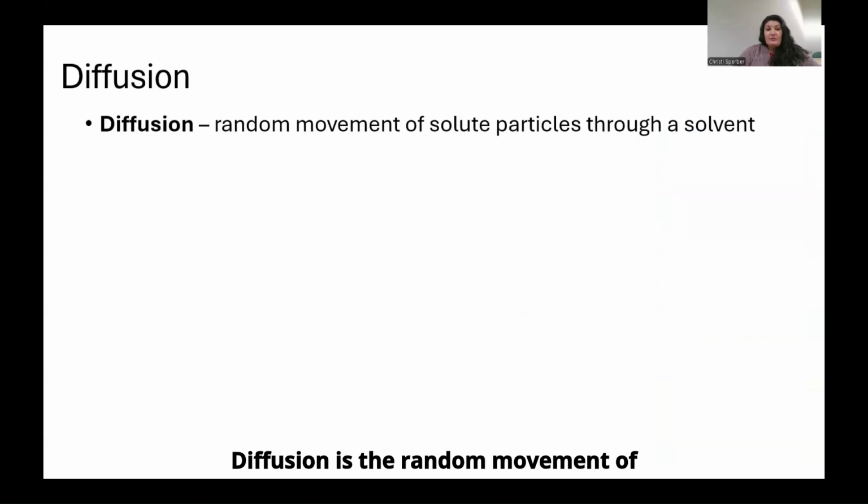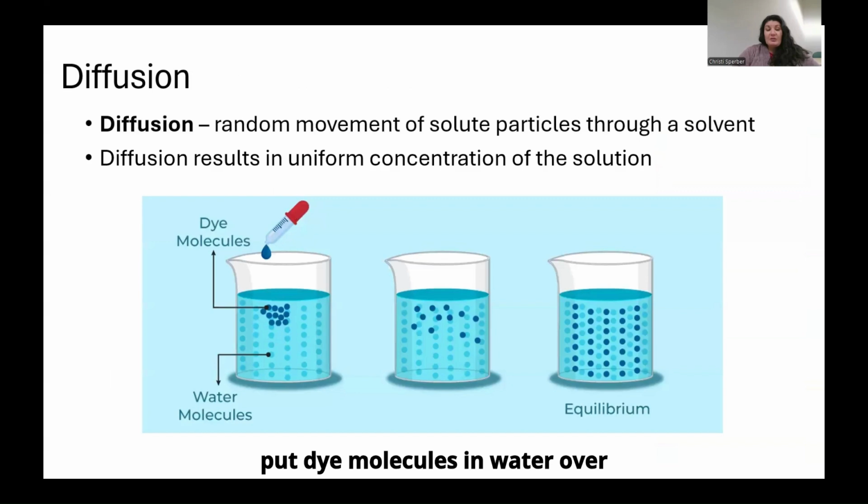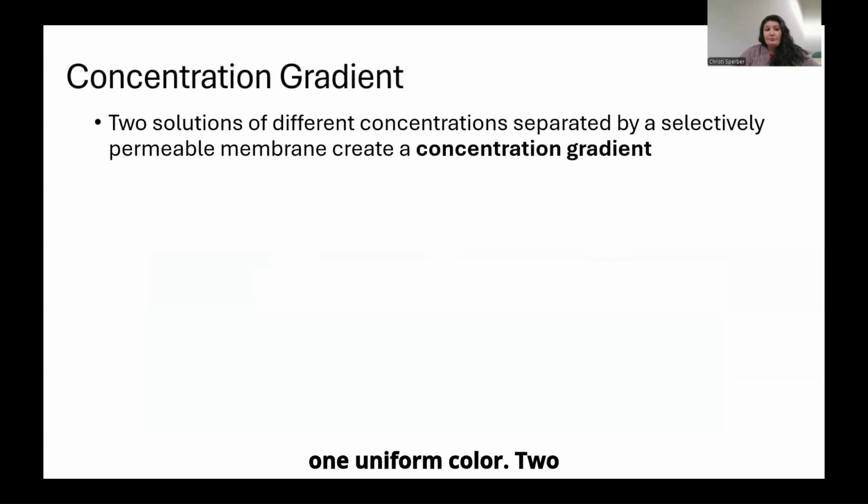Diffusion is the random movement of solute particles through a solvent, and diffusion results in uniform concentration of the solution. So if you put dye molecules in water, over time they will diffuse through the water solution and come to equilibrium, and that equilibrium is a uniform solution of whatever color that dye is. It won't have patches of more concentrated dye within the solution. It will all be one uniform color.